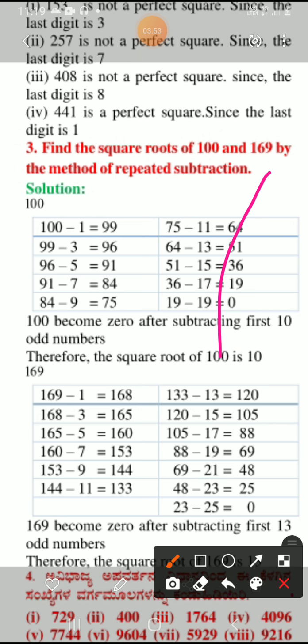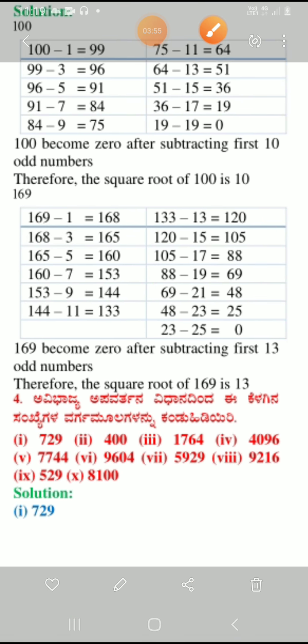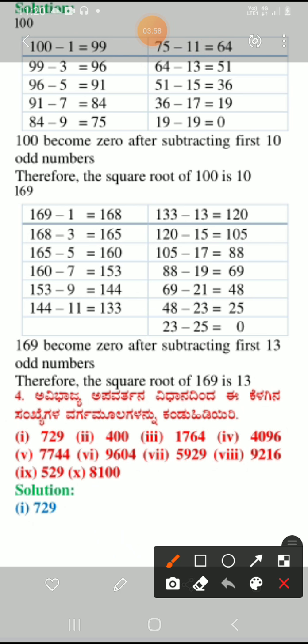Let's see the second problem, which is also very simple like this. The next problem is 169. Same thing: 169 minus 1 is 168, 168 minus 3 is 165, 165 minus 5 is 160, 160 minus 7 is 153. Got it? And 153 minus 9 is 144. Then 144 minus 11, because the next number is 11, so the answer comes as 133.